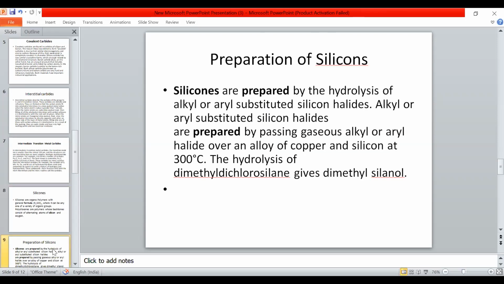How are they prepared? Silicones are prepared by hydrolysis of alkyl or aryl substituted silicon halides. Alkyl substituted silicon halides are prepared by passing gaseous alkyl or aryl halides. That means they are industrially prepared. We cannot prepare them in the lab.